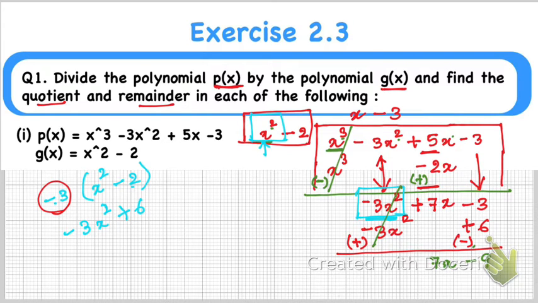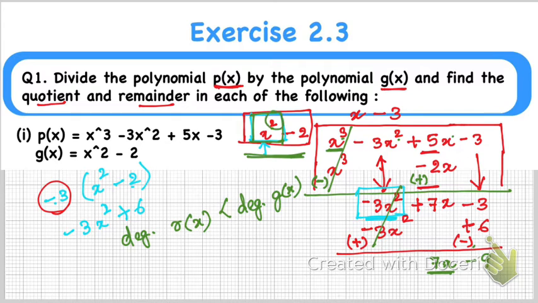So will it be divisible anymore? See, now this first term is again x square and this term is 7x. The degree of rx is now lesser than the degree of gx. See, the degree of gx is now 2 and the degree of rx is 1, so it won't be divisible anymore. So we will have to stop our division here only.